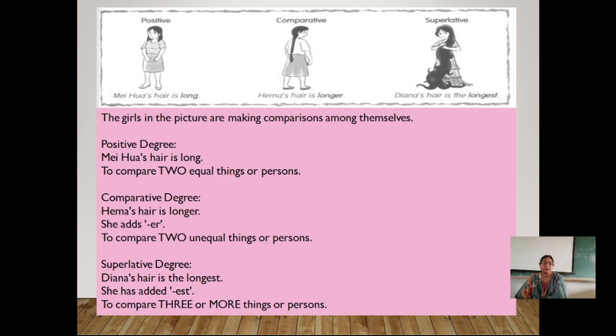Now, second one, comparative degree, where you compare things. Mihua's hair is long, but Hema's hair is longer than her hair. So we add er to that and we compare two unequal things or persons. And then we come to the third one. See, Diana has the longest hair. Diana's hair is the longest of all the three. So she has added est to it to compare three or more things or persons.